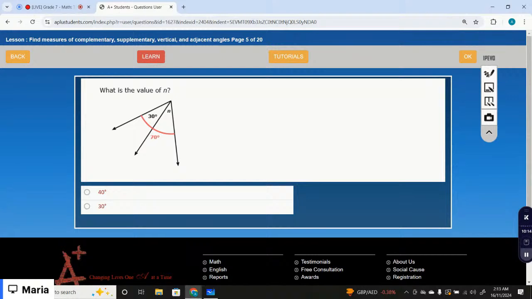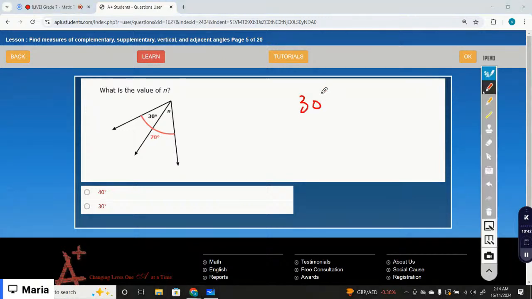What is the value of N? That is 30 degrees plus N equals 70, right? So N equals 70 minus 30, and 70 minus 30 equals 40 degrees. The correct option is 40 degrees. Option number 1 is the correct option.